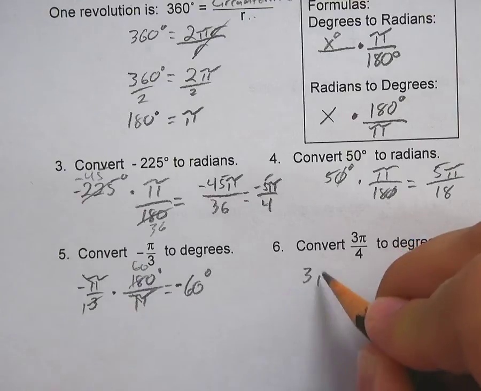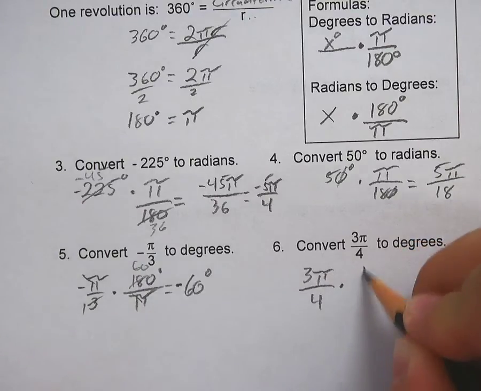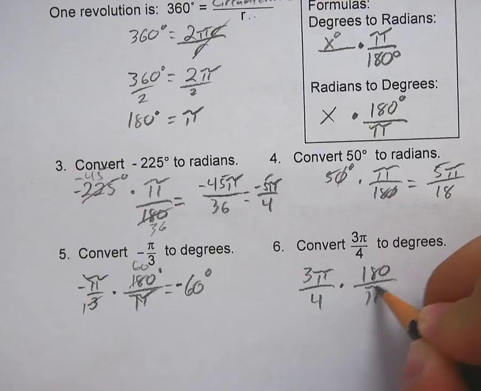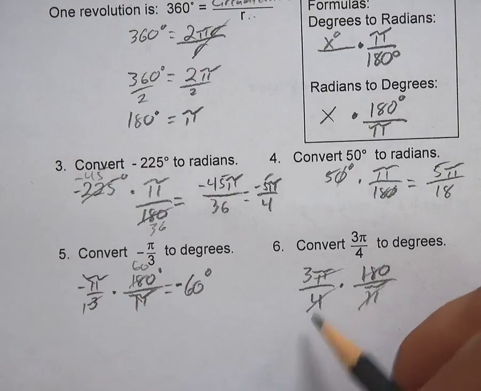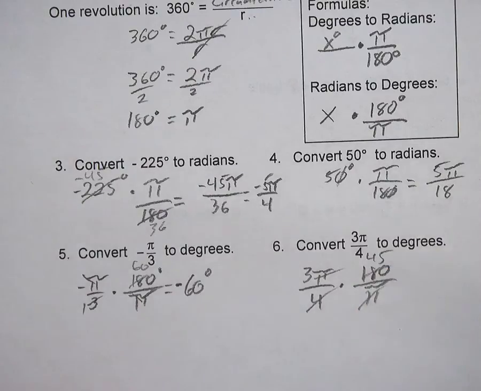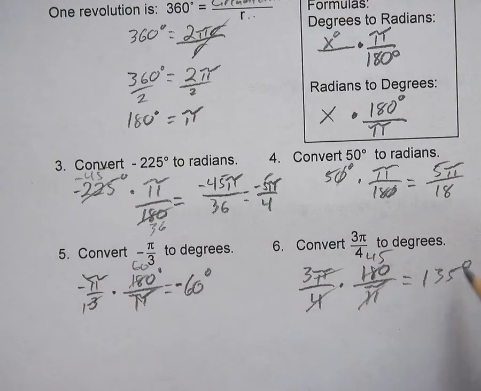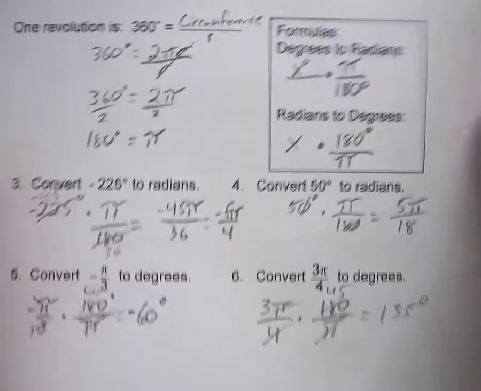And then 3 pi over 4 times 180 over pi. Again, looking for those pi's to cancel out. Alright, so you've got 4 and 180. That'll bust up into 45 degrees. So what you're left with is 3 times 45. Remember, when you multiply fractions, multiply across the top and across the bottom. There's nothing on the bottom anymore because we simplified it. And there we have it, converting. Alright? Let's go on here.